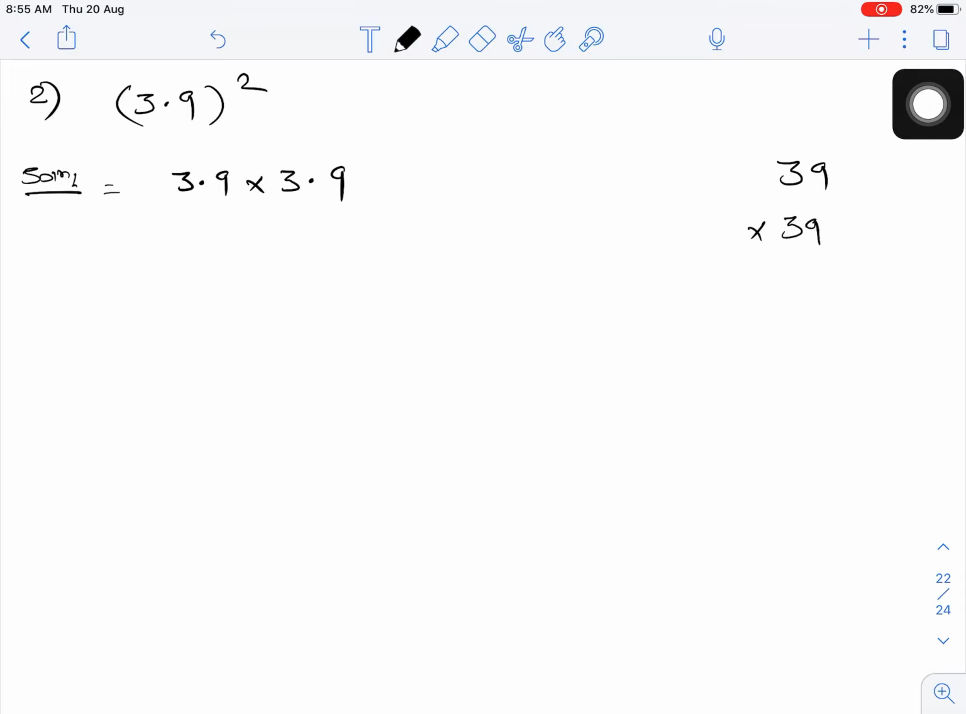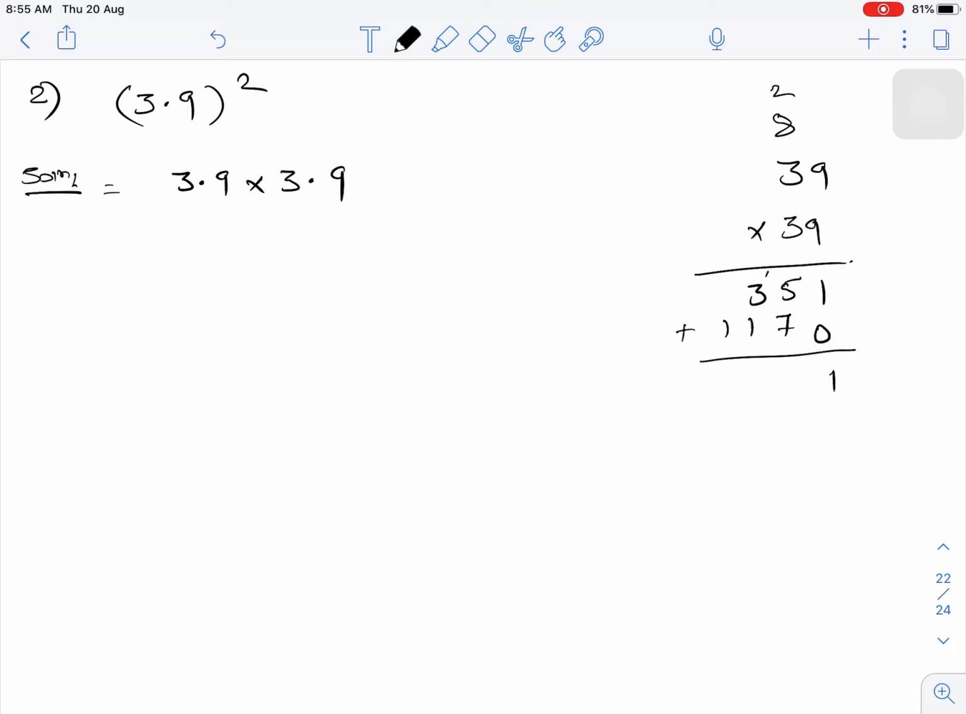So 39 into 39. Okay, now 9 9s are 81. Then 9 3s are 27 plus 8, so that will be 35. Okay, I am writing here 0. Now 3 9s are 27. Okay, so 7 I am writing here, 2 I am writing here. Then 3 3s are 9 plus 2, so that will be 11. Okay, so now what is our answer? So that will be 1. Now we are going to add this number.